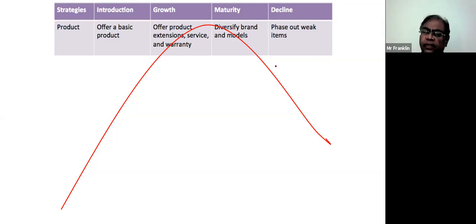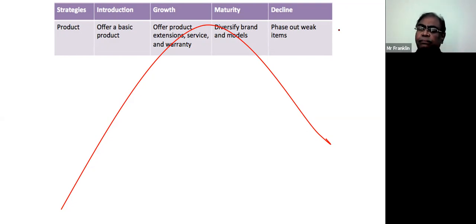What's the difference between a good and a service? A product can be a good or a service, right? What is a good? What is a service? A product can be a good or a service. Good means what? And what is a service? You've already forgotten everything.